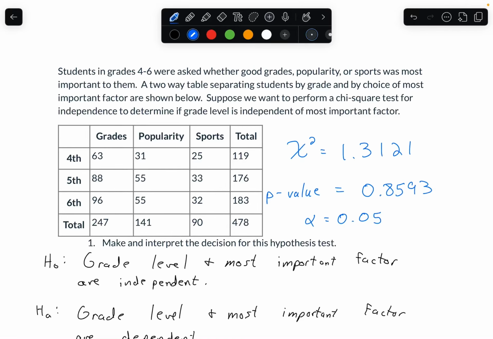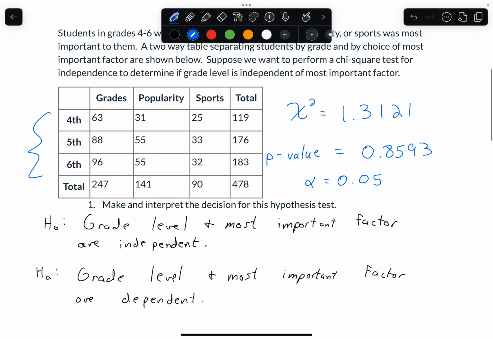We're going to wrap up the problem that we've been looking at about our students in grades 4 through 6, of course, asking whether good grades, popularity, or sports is the most important to them. So we've got our two-way table, and I've copied and pasted our null hypothesis and our alternative hypothesis.